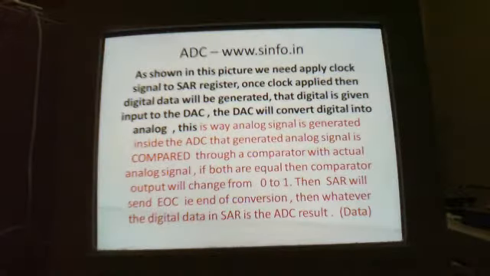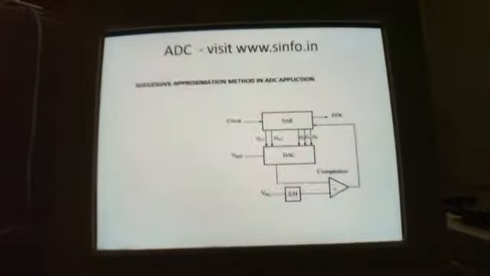Now, as shown in this picture, we apply a clock signal to the SAR register. Once the clock is applied, the digital data is generated and given as input to the DAC. The DAC converts the digital data into analog. This is the way the analog signal is generated inside the ADC. The generated analog signal is compared through a comparator with the actual analog signal. If both are equal, the comparator output changes from 0 to 1. Then the SAR, the successive approximation register, sends EOC, that is end of conversion. Conversion is over, and whatever digital data is in the SAR is the ADC result. You can use that result for your automation.